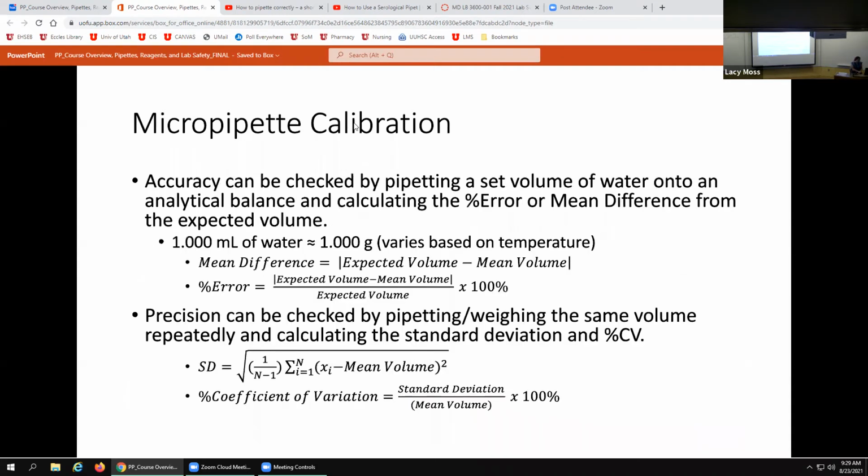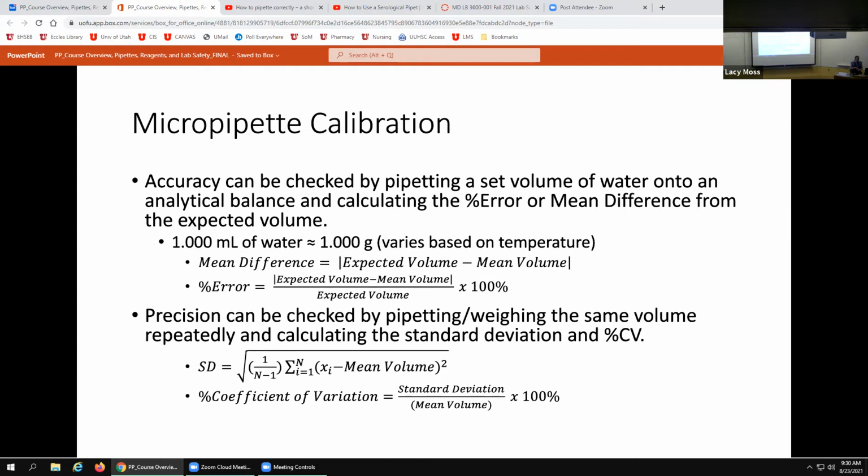All right. So micropipette calibration can be checked in a variety of ways. You can check by setting a set volume of water, because 1 ml of water should weigh 1 gram. It's magical like that. You can measure it on an analytical balance, and then calculate the difference from what you think you're pipetting versus what your scale said you pipetted. You can calculate the mean difference, which would be the absolute value of the expected volume minus the mean volume. And then percent error is the expected volume minus the mean volume over the expected volume. That gives you an idea of how accurate you were.